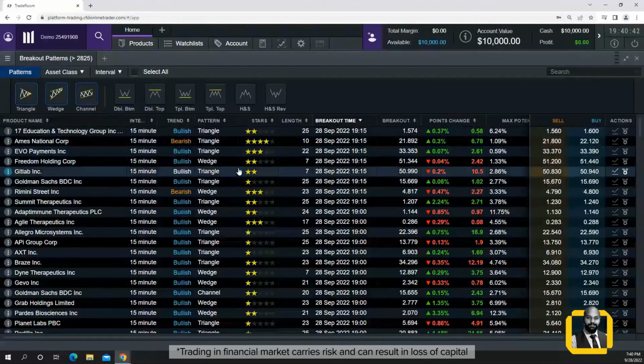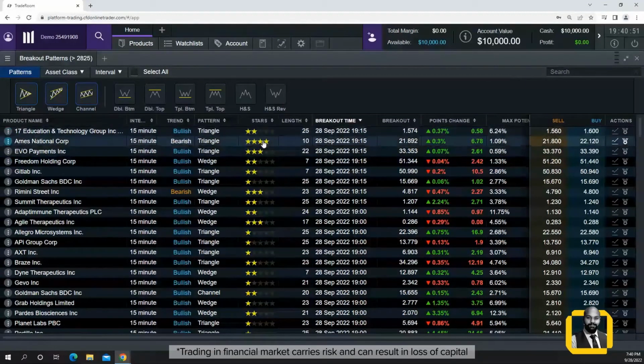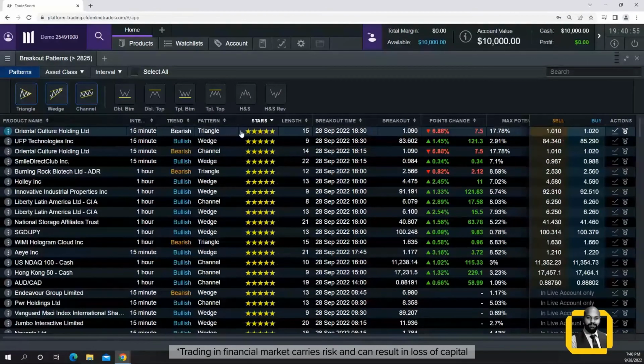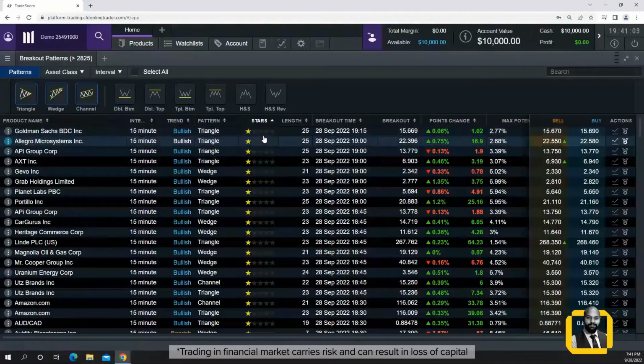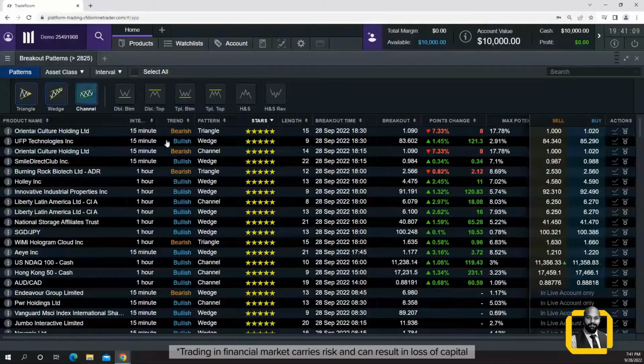Now the system also bifurcates which is a strong indication, which is giving you a much higher probability, and it rates based on the probability. You can filter the probability. 5 star means there are high chances of that particular pattern working out in your favor, whereas a single star means less probability of it happening. So you could always go with a higher star. And let me just reduce the number of instruments so it's easier.